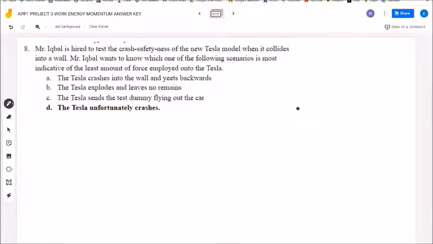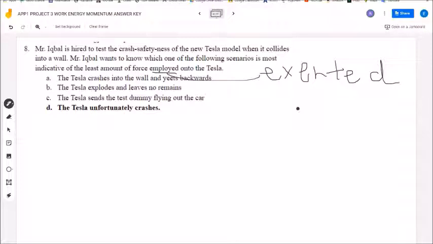Let's see. Mr. Iqbal is hired to test the crash safety of the new Tesla model when it collides into a wall. Mr. Iqbal wants to know which of the following scenarios is most indicative of the least amount of force employed onto the Tesla. Employed, another word for exerted. So we want to know in which scenario the car has the least amount of force exerted upon it.